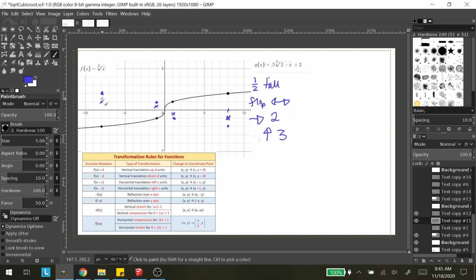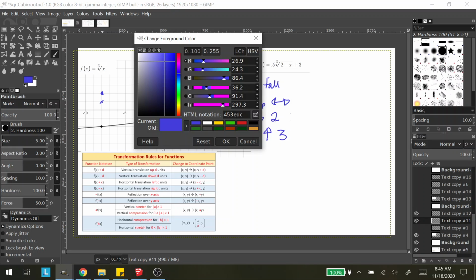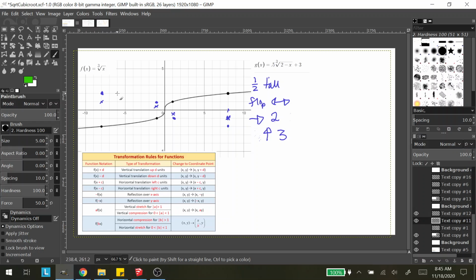Then I'm going to shift them. Right 2, up 3. And I'm going to grab another color just because there's too many things going on. Right 2, up 3. From here, right 2, up 3. That's my center. Nope, nope, I did it from the wrong one. I need to do it from this one. Right 2, up 3. It's a half. It's got to be at the half.